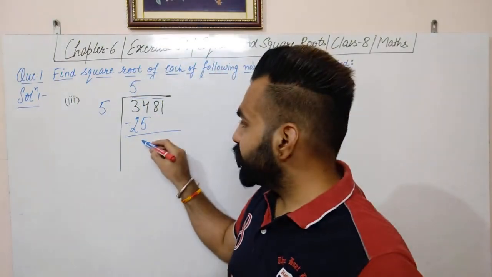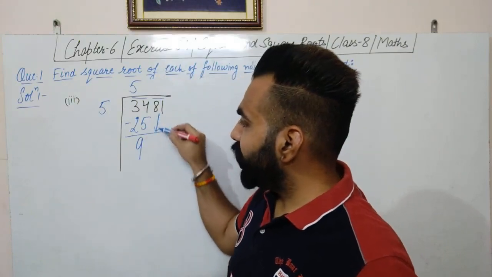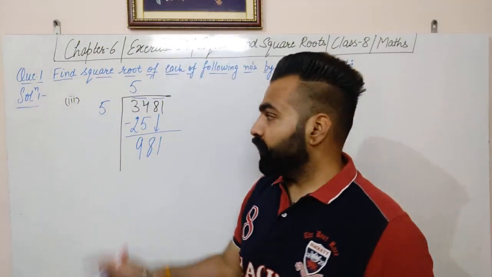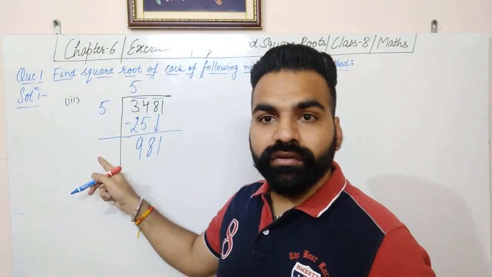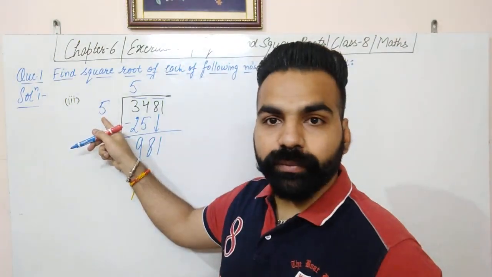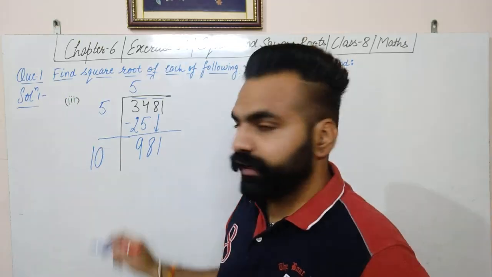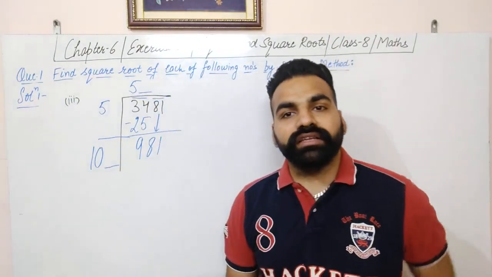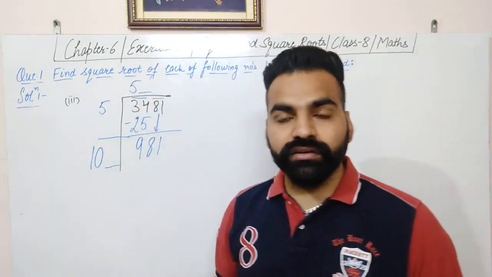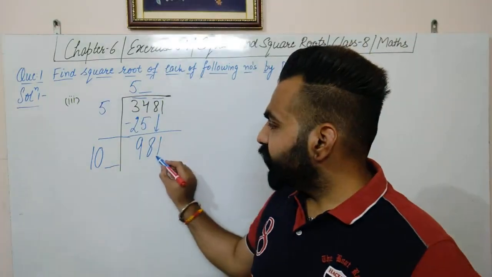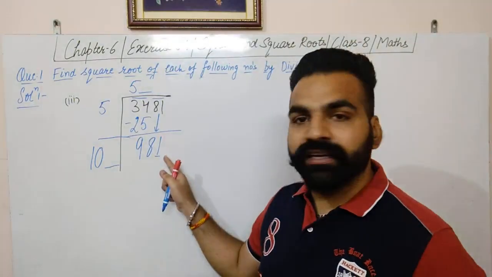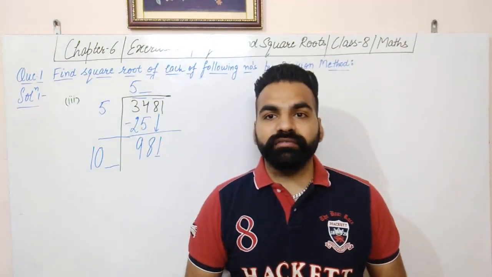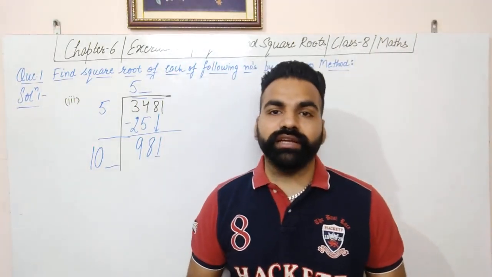34 minus 25 is 9, and we will bring the bar down to the right hand side of 9. So this will become 981. Next step is to find the divisor here. For this we will double the divisor from the previous step. So this will be equal to 10 and we will put a blank at these two places. Now in the same way we have to take the same digit here. To find the digit here, see the unit place. The unit place in 981 is 1, and we know that the unit place in a square is 1 whenever we take the digit 1 or the digit 9.